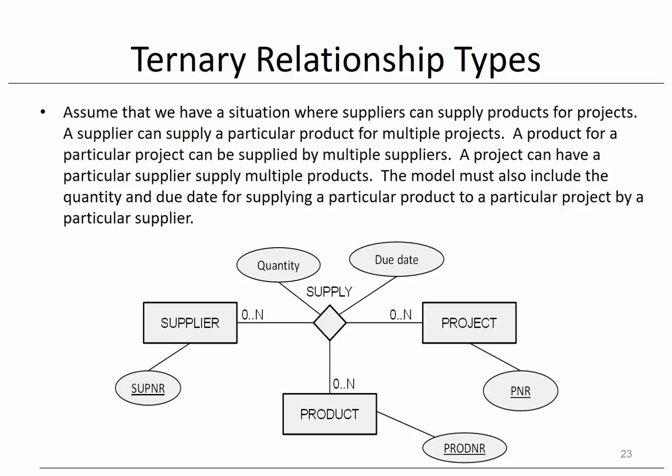A supplier can supply a particular product for 0 to n projects. A product for a particular project can be supplied by 0 to n suppliers. A supplier can supply 0 to n products for a particular project. The relationship type also includes the quantity and due date attribute types.